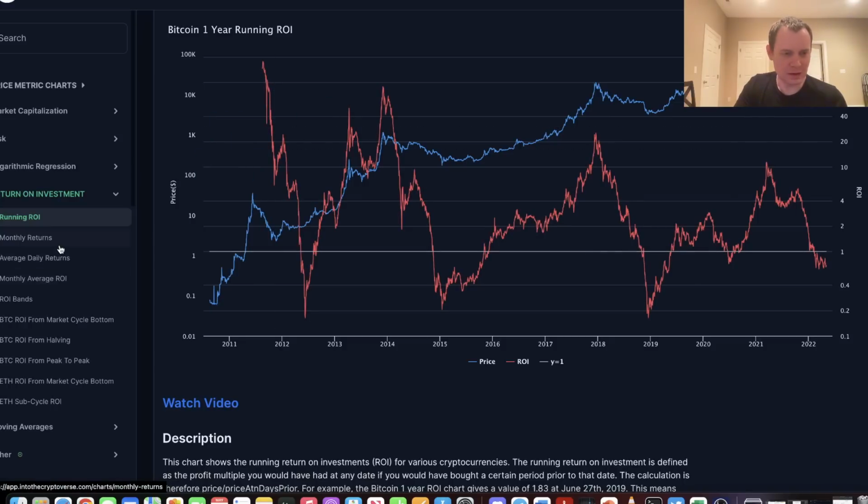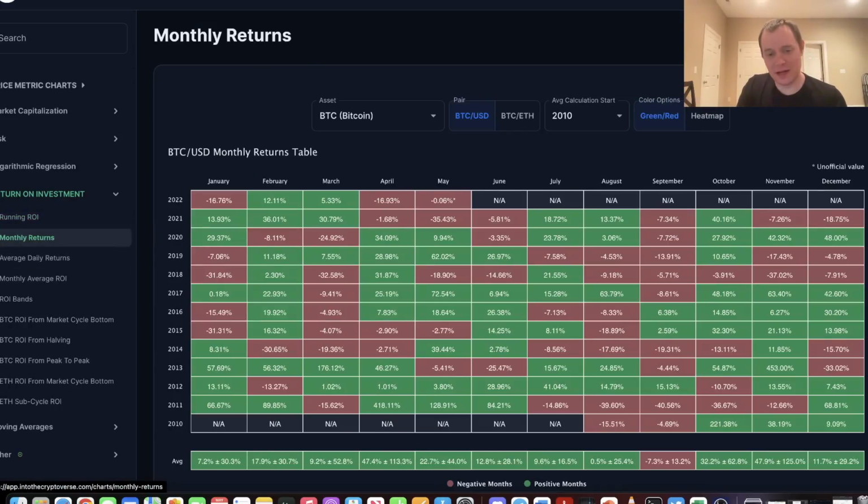So monthly returns. April was the worst April on record, coming in at around negative 17%. May is currently in the red as well by about 0.06%. So these are pretty brutal days, right? And I only hope that the stacking cash strategy and being light on altcoins has worked out.